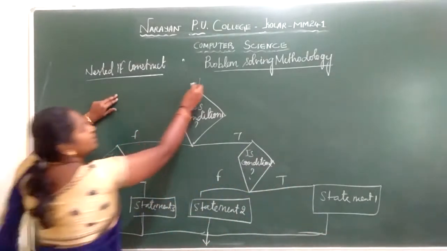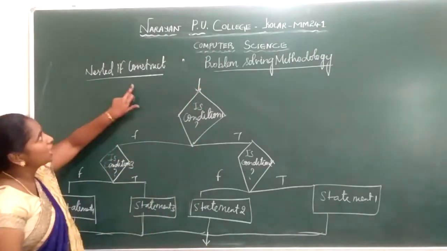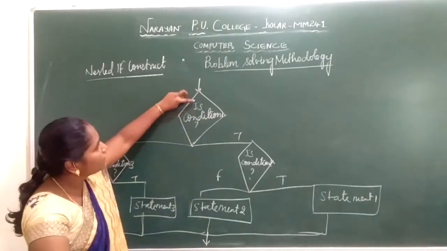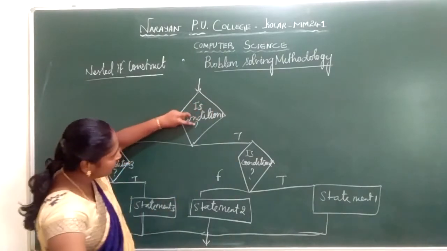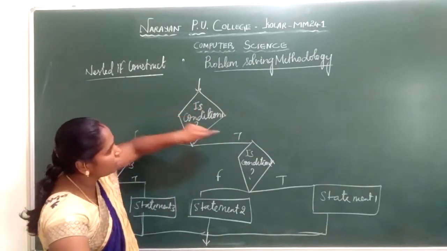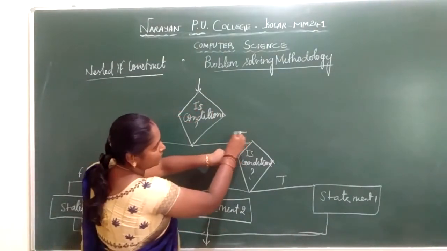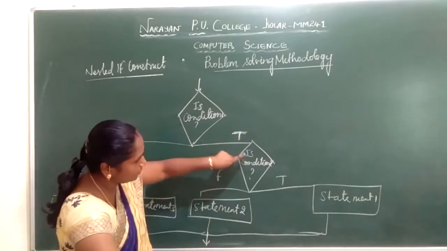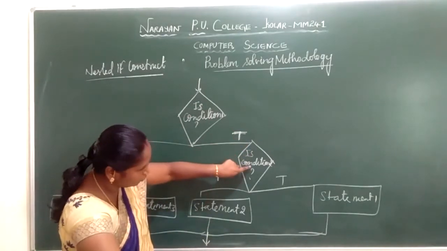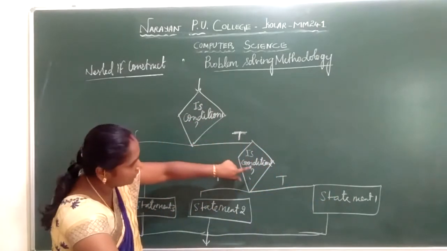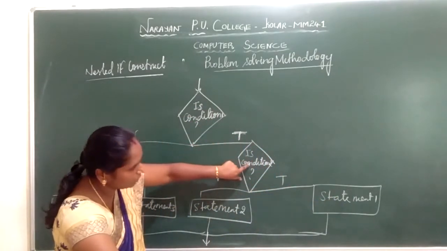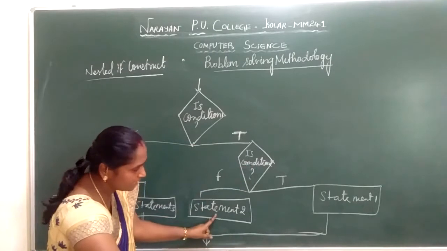See, once again I explain the flow chart of a nested if construct. I am going to check for the condition 1. If this condition 1 is true, it is going to check for another condition. One if statement is being nested with another if statement. If this condition 2 is true, then it is going to execute statement 1. If condition 2 is false, it is going to execute statement 2.